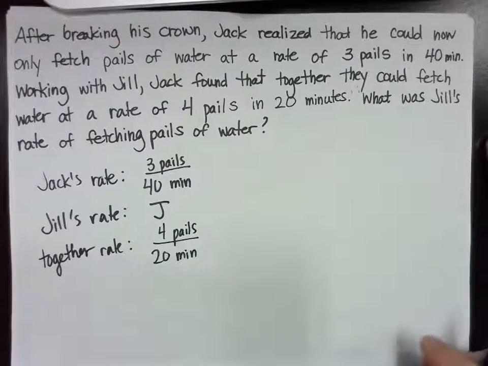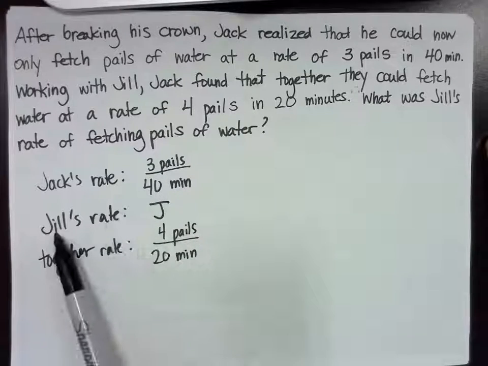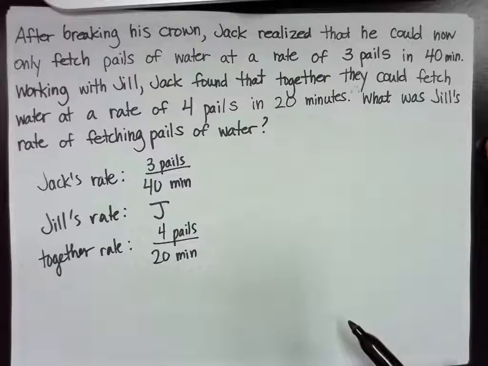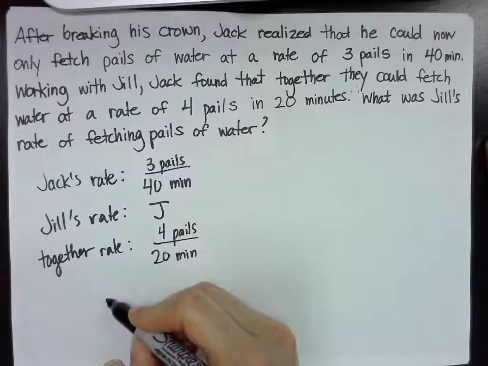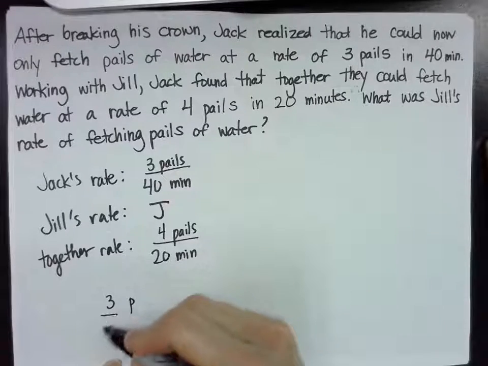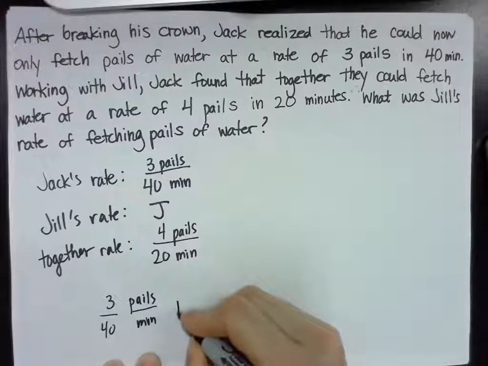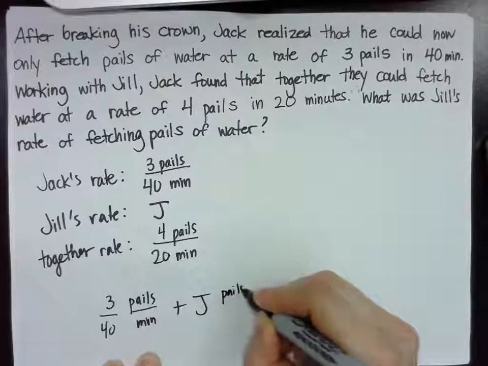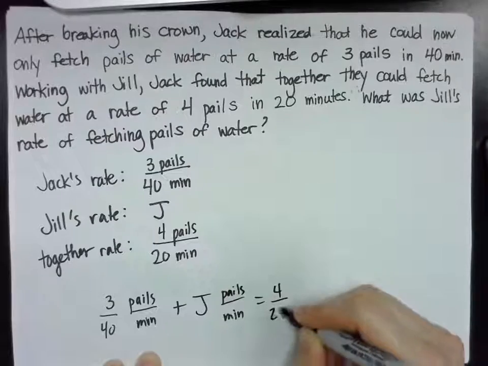Now remember from our previous problem that we're going to assume that Jack continues to work at the same rate and Jill continues to work at the same rate when they work together. Okay, and so to figure out Jill's rate, we know that when they work together, if we put Jack's rate of 3/40 pails per minute, and we add Jill's rate in pails per minute, we are going to get a rate of 4/20 pails per minute.